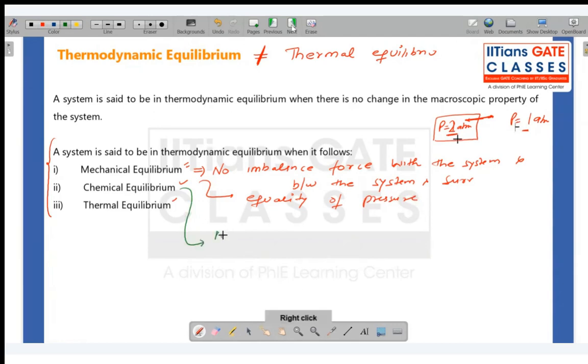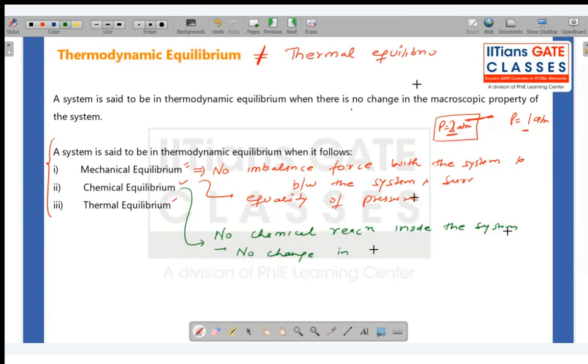What is chemical equilibrium? Chemical equilibrium is basically no chemical reaction inside the system. If there is no chemical reaction, there will be no change in the chemical composition of the system.